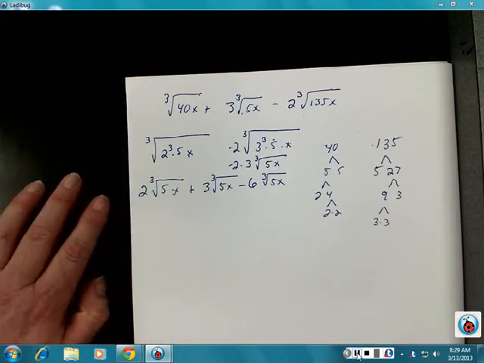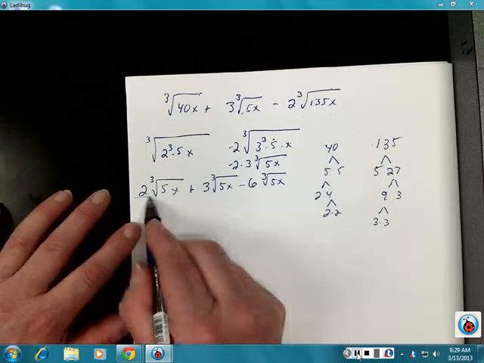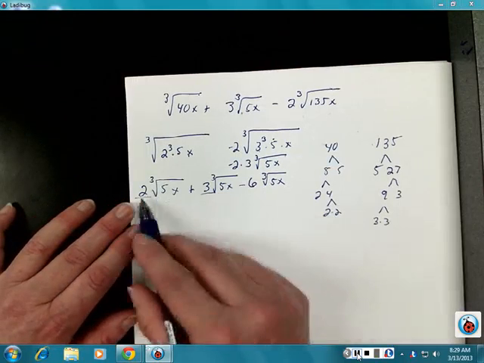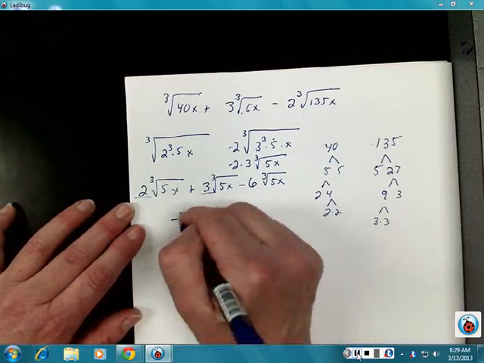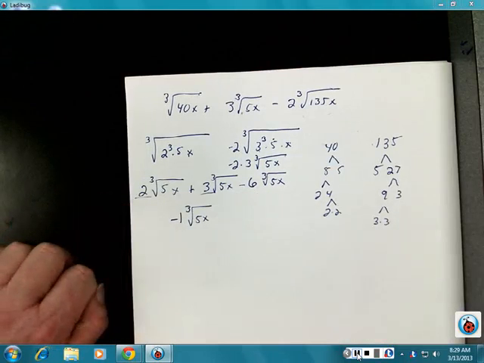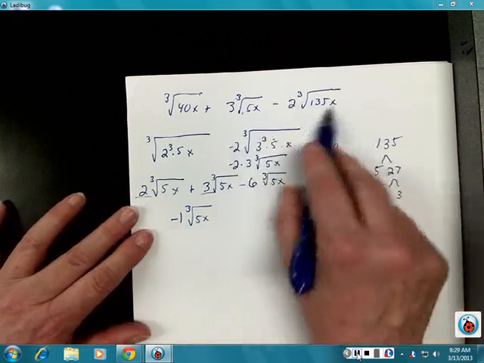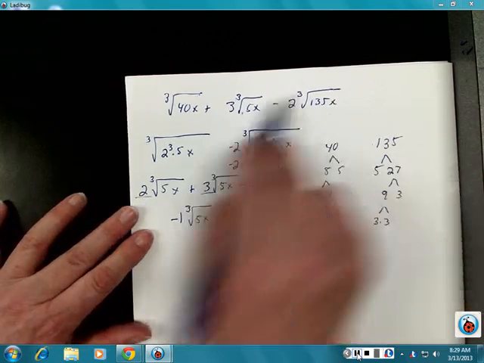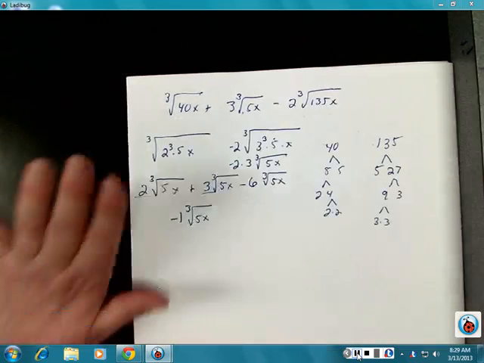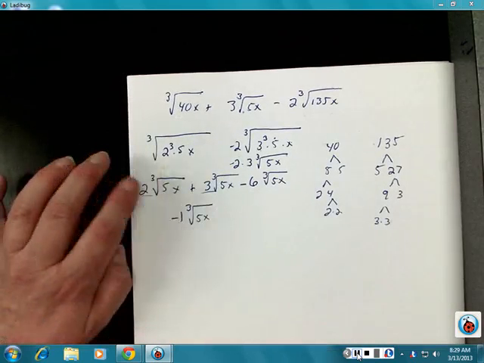What do I get for a final answer? 2 plus 3 is 5. 5 minus 6 is a negative 1, the cube root of 5x, because they all matched. Okay? So is this bad? This isn't bad, okay? Once you get that skill of breaking these things apart from 9-2, these guys go pretty easy because you're looking for stuff that matches.